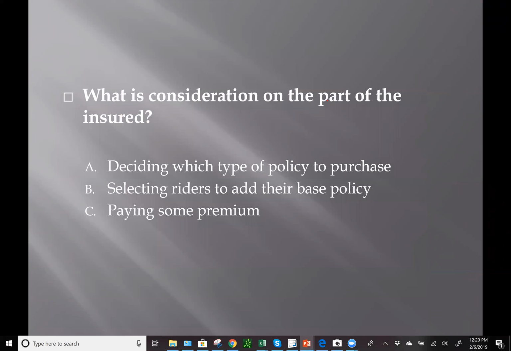All right, so let's first go ahead and start with a test question for you. The question is, what is consideration on the part of the insured? And I have three answers for you here, A, B, or C. So you just need to pick which answer do you think it is. Okay, so you should have your answer by now. Now let's talk about the question itself. In the question, what is consideration on the part of the insured? What word or words are going to be important?